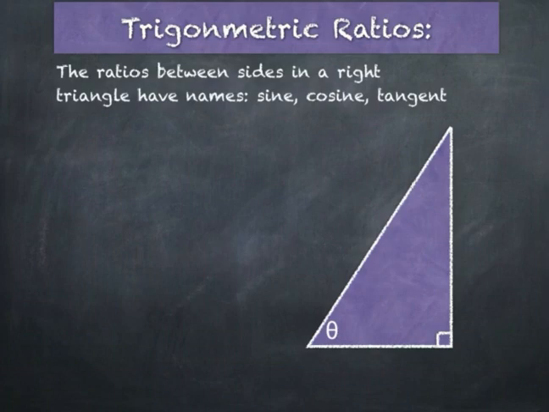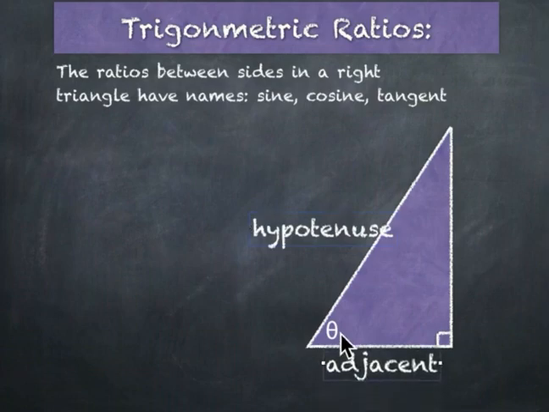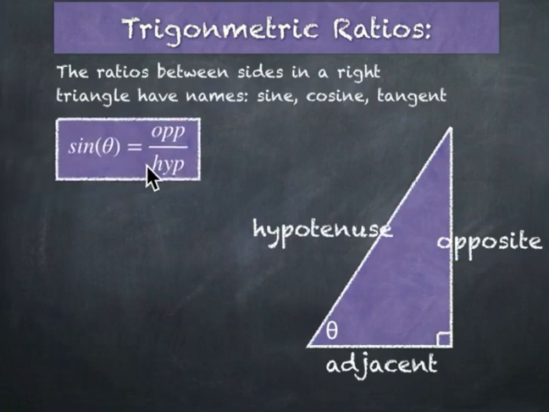The longest side in a right triangle that's opposite the right angle is always called the hypotenuse. And then the other sides are called the adjacent side if it's right next to the angle, or the opposite side if it's across from the angle. And as soon as we've given the lengths of the sides names, then we can start talking about different combinations of them. And so one combination is if we take the opposite side and divide it by the hypotenuse side, that ratio is called the sine of theta.